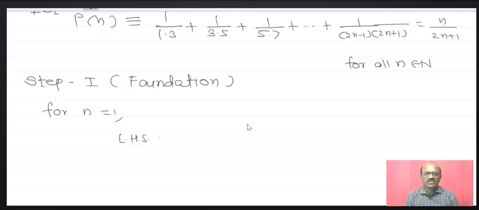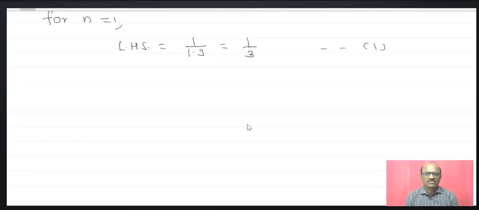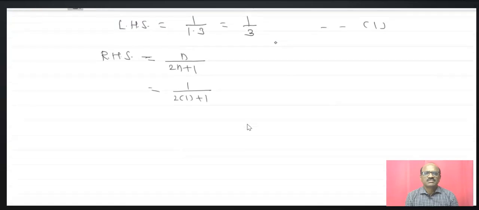For n equal to 1, LHS is equal to 1 upon 1.3, that is equal to 1 by 3. This is 1. RHS is equal to n upon 2n plus 1, that is 1 upon 2 into 1 plus 1, that is 1 by 3. This is number 2. Therefore, from 1 and 2, LHS is equal to RHS.